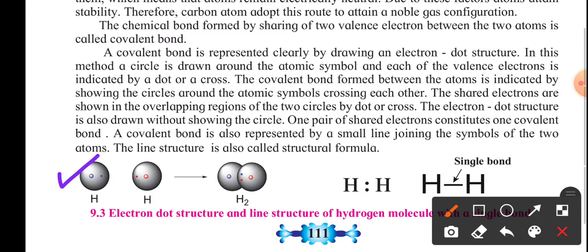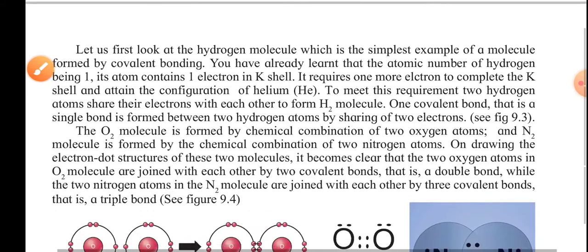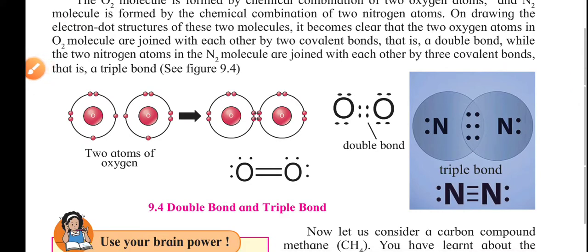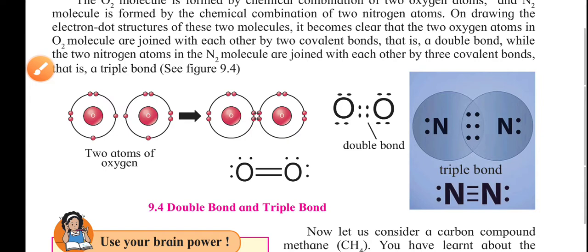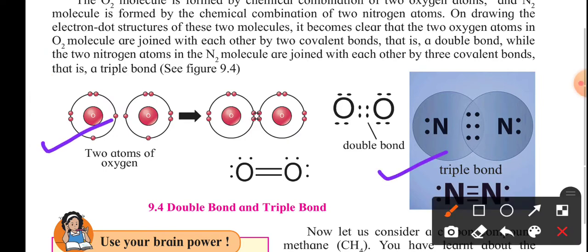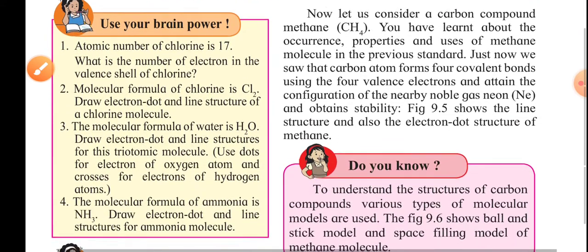So carbon forms covalent bonds. The example taken here is hydrogen, H2, sharing one electron each and forming the covalent or single bond between the hydrogen atoms. In the same way, they have shown oxygen, O2, and nitrogen gas, N2. In oxygen 2 electrons are shared, and in nitrogen 3 electrons are shared, which we call the double and triple bond.